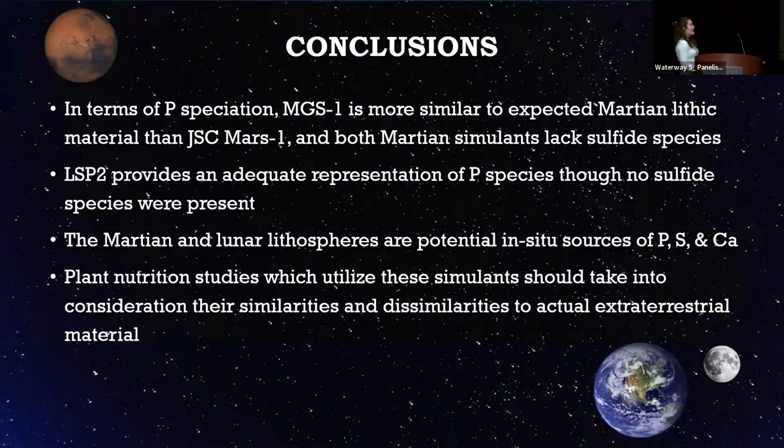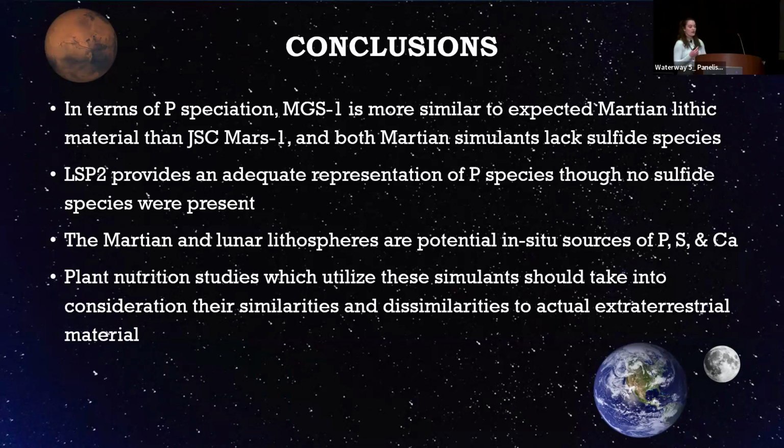So in conclusion, in terms of phosphorus speciation, MGS-1 is more similar to the expected Martian lithic material than JSC Mars-1, and both Martian simulants lacked the correct concentrations of sulfide species. For the lunar sample, LSP-2, it provides adequate information on the representation of the P species, although no sulfides were present in this regolith.